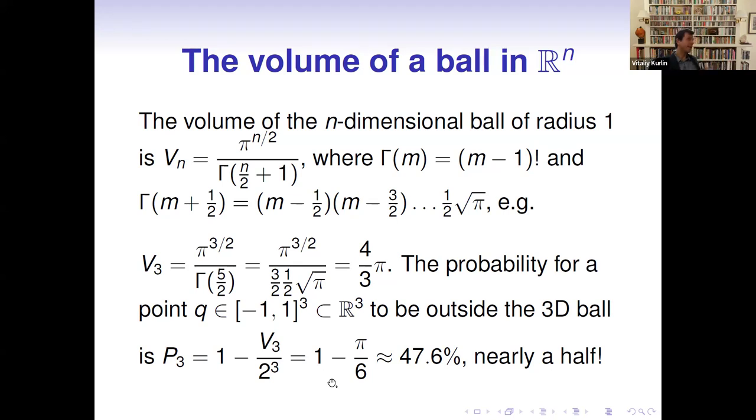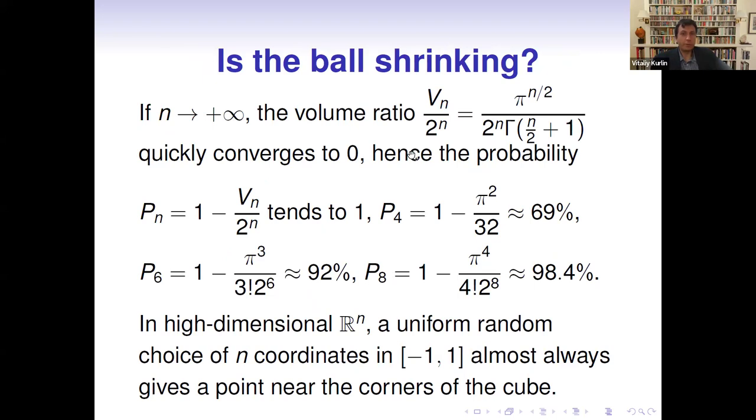So how about the high dimensions? Can you guess what will happen with this probability in high dimensions? It'll increase and increase, I suppose. Really. Yes, and what is important, it will increase very quickly. It can be formally proved that this ratio of the unit ball volume over 2 to the n, which is the volume of the cube, converges to zero. But even for small numbers, it's already nearly 70% in dimension 4, and in dimension 8, close to 99%, almost every point is in a corner of our cube.